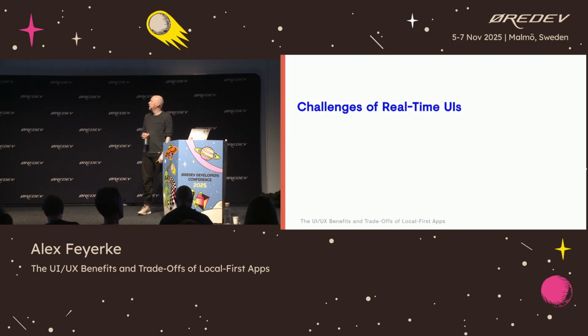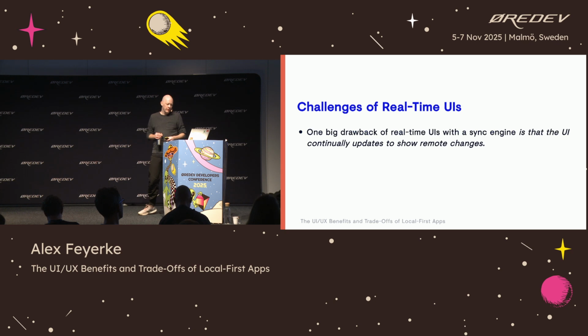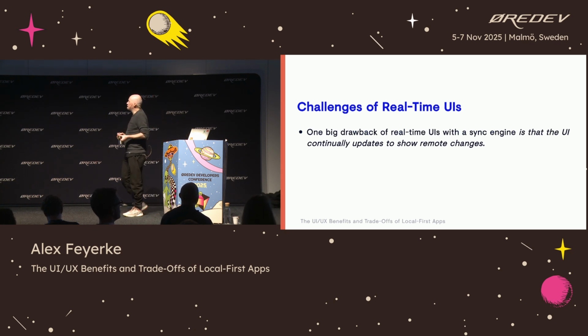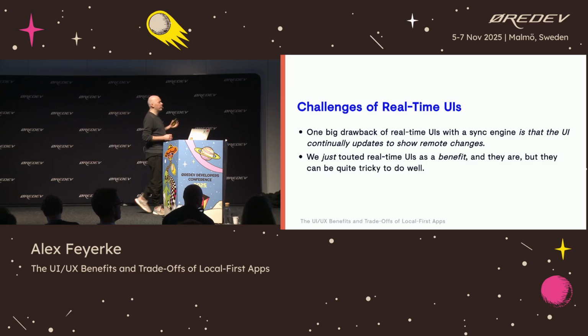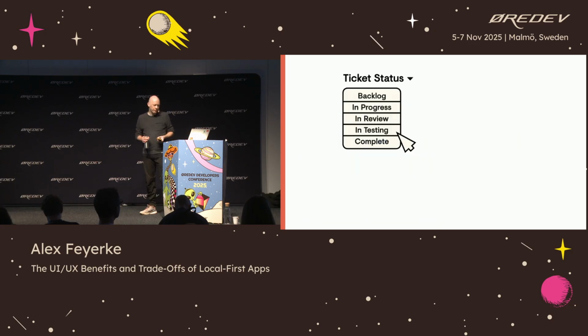So, challenges. One big drawback of real-time UIs with a sync engine is that the UI continually updates. And I know that a couple of minutes ago I said that was a benefit. And it is, but it's a double-edged sword. It can be really tricky to do well. So let's look at a real-world example of what can go wrong.